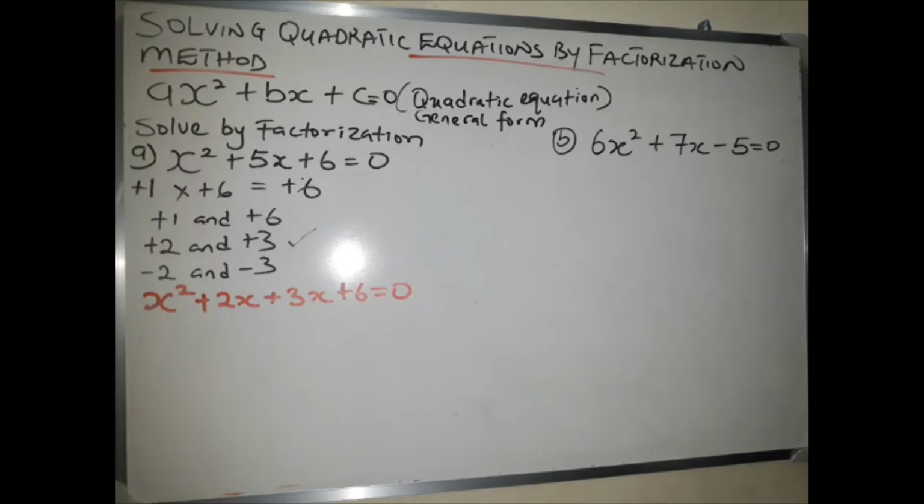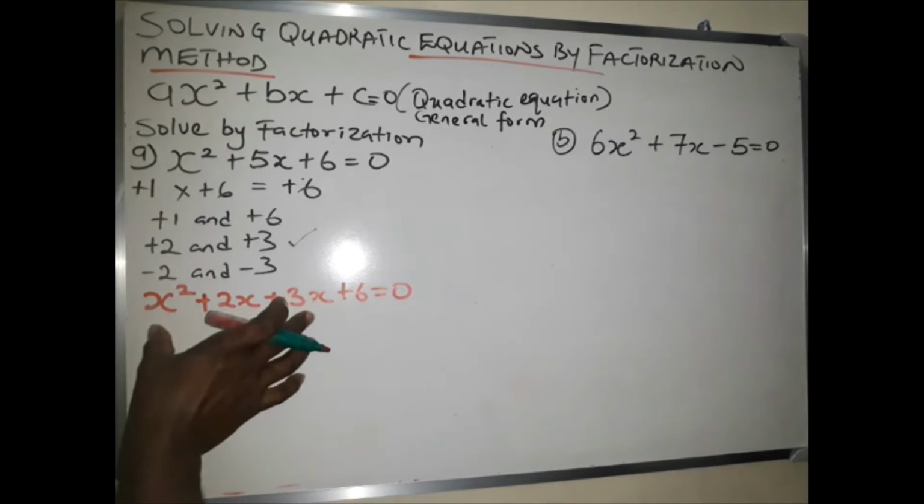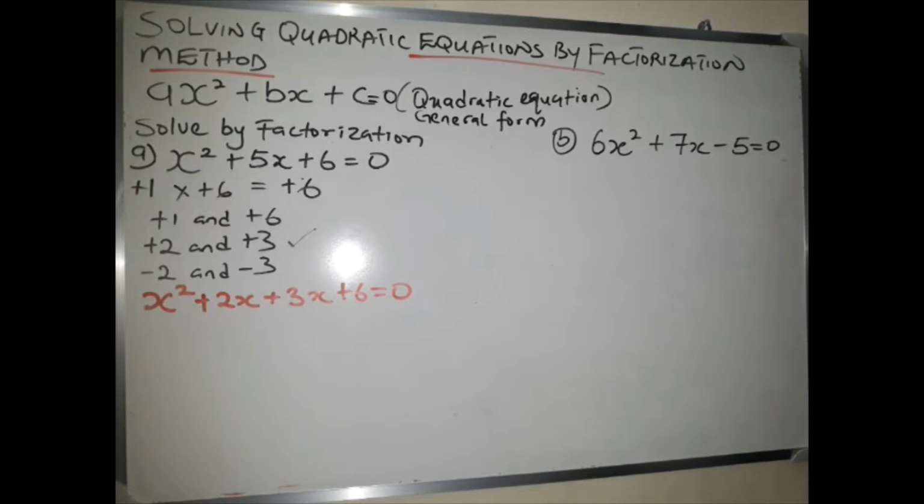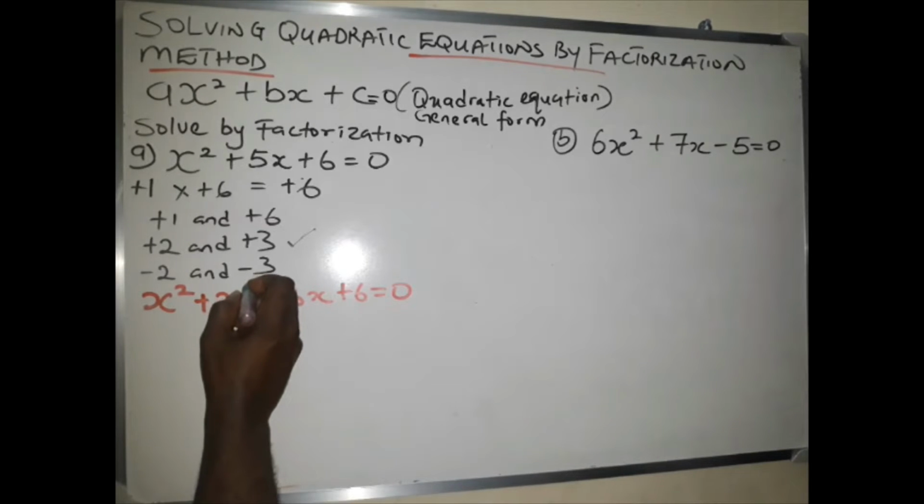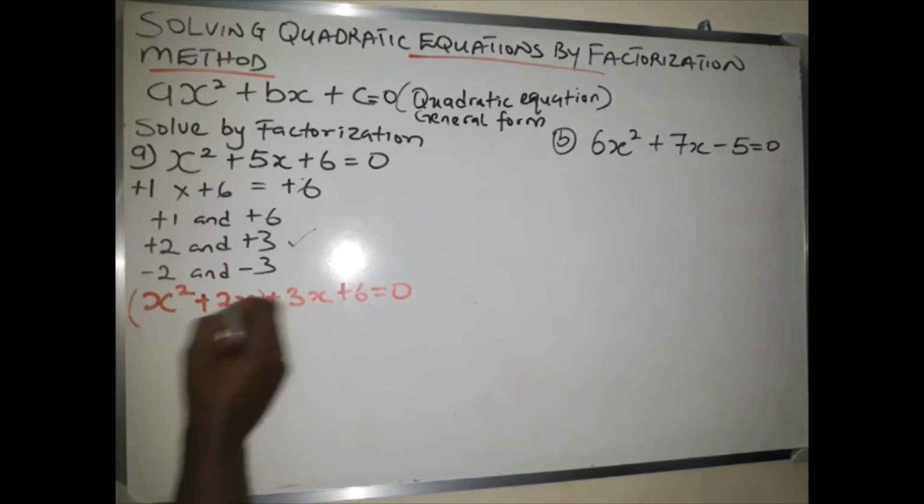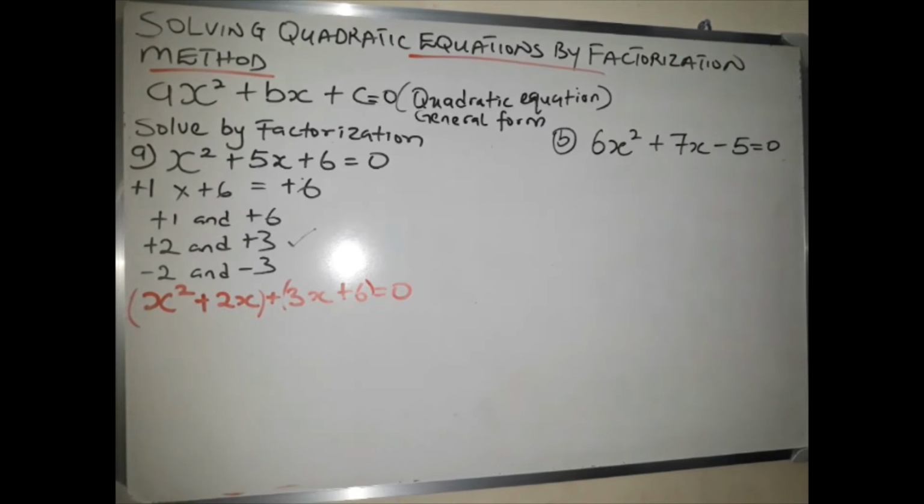Okay, so now, when you get to this stage, what do you do? You now group the equation 2 by 2. You take this, and you take this and this. You now collect the like terms.